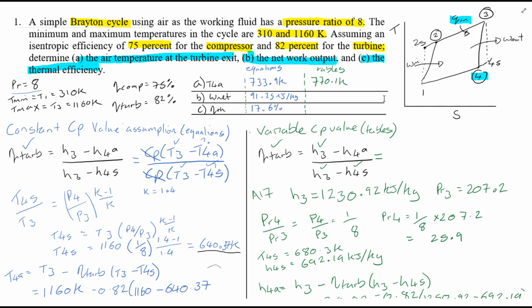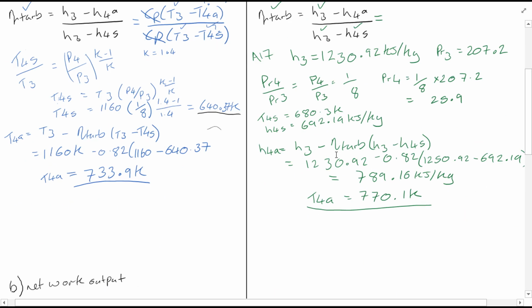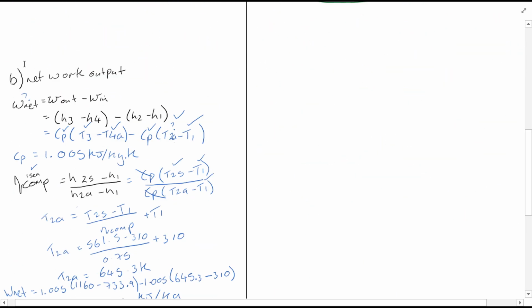Looking at part B, network output. Again, theory is the same. W net is equal to W out minus W in, the work out minus the work in. H3 minus H4 represents work out, and H2 minus H1 represents work in. So scrolling down, you can see this equation here is the same equation we're going to be using.